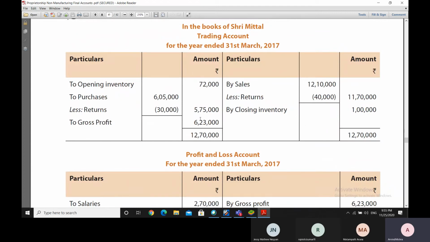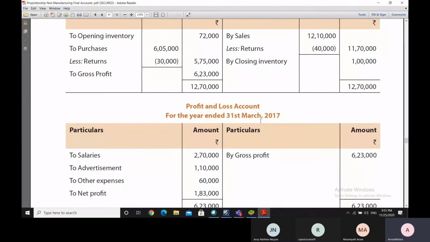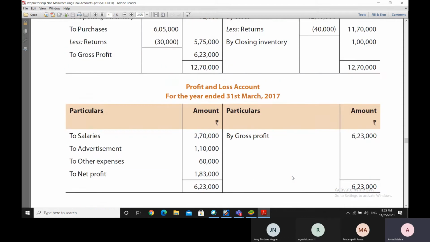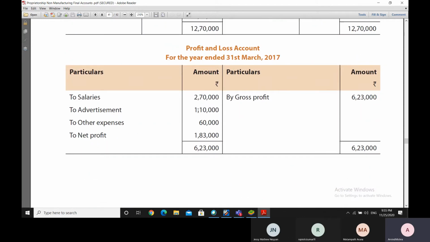Finally, we get the gross profit by reducing the debit side from the credit side. And this gross profit is carried forward, or brought down, to the profit and loss account by debiting the trading account and crediting the profit and loss account. Thereafter, the profit and loss account is debited by various items of expenditure, and the right side minus the left side, or credit minus debit, is the net profit, which is 1,83,000 rupees in this case.